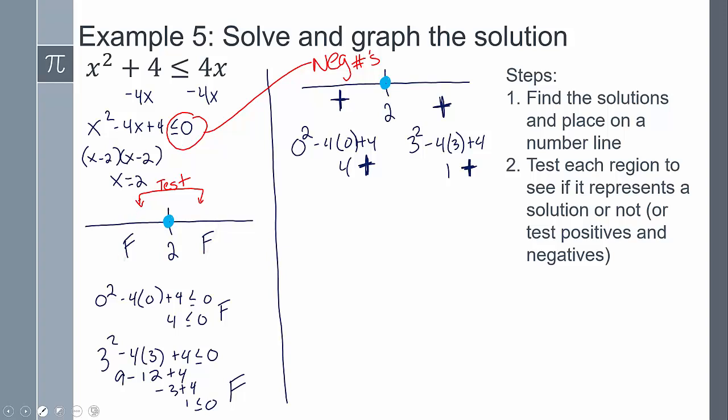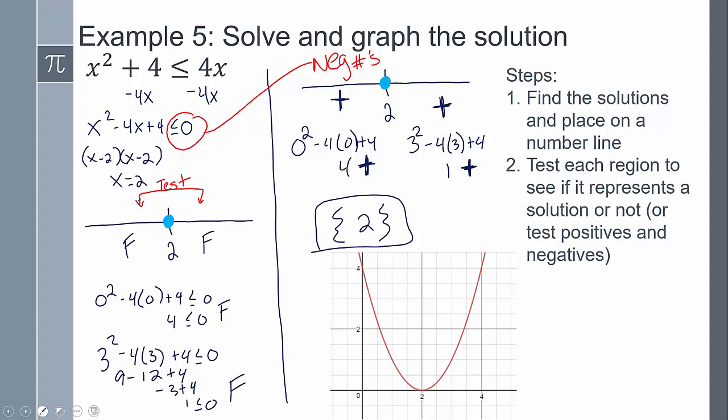So what would be my answer? The only thing that's shaded in is that dot. So x equals 2. That's the only thing that represents my answer. Let's take a look. It's asking where this function is less than or equal to 0. The graph is nowhere below 0, but that's the only point at which it actually touches 0. That's why my value is 2.